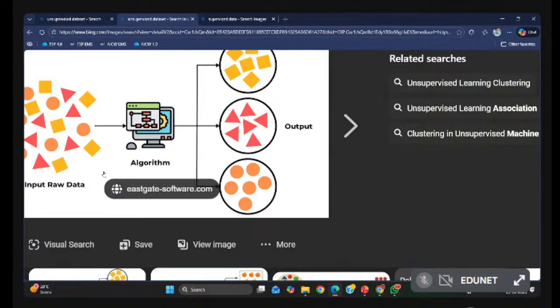So the machine is getting the raw data. The machine is going to find out the hidden pattern. What is the hidden pattern? If I break this one, what do we get? We get all squares. So it will find out the hidden pattern, maybe color, maybe edges. Are you getting my point?